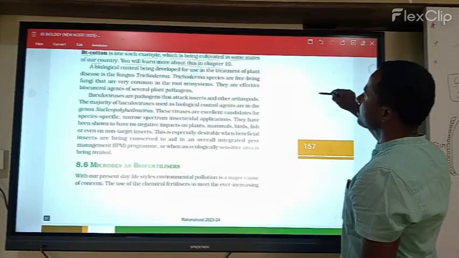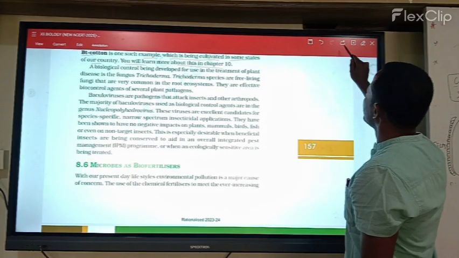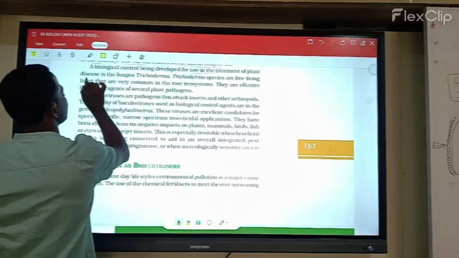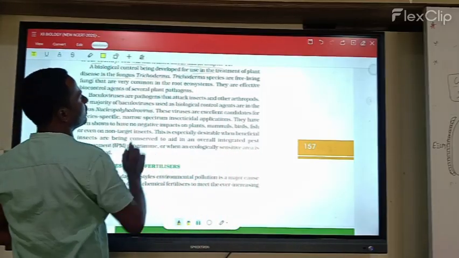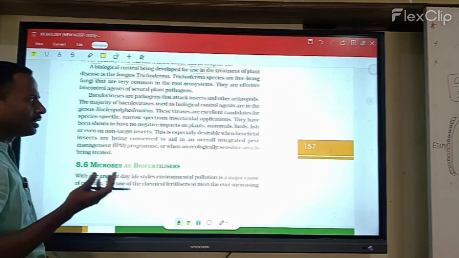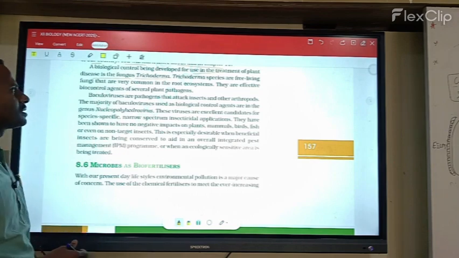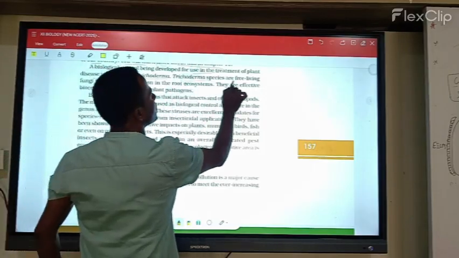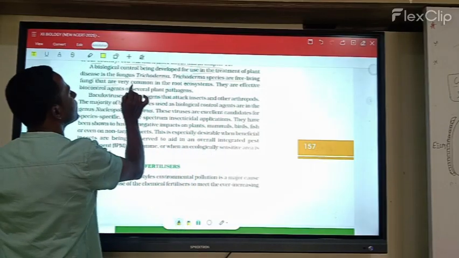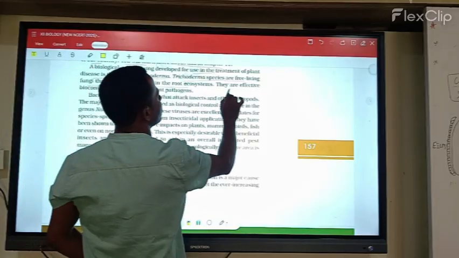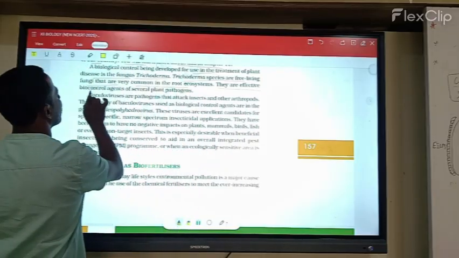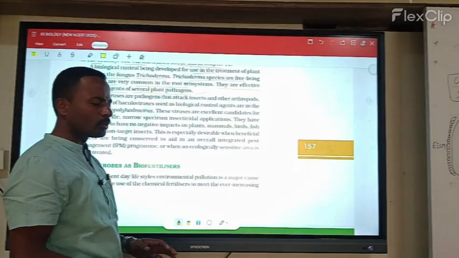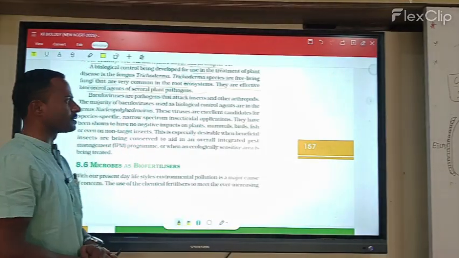Next, biological control is being developed for the treatment of plant diseases using the fungus Trichoderma. Here we are using some fungal species as the biocontrol agent. Trichoderma species are free-living fungi that are very common in the root ecosystem, and they act as biocontrol agents against several plant pathogens.